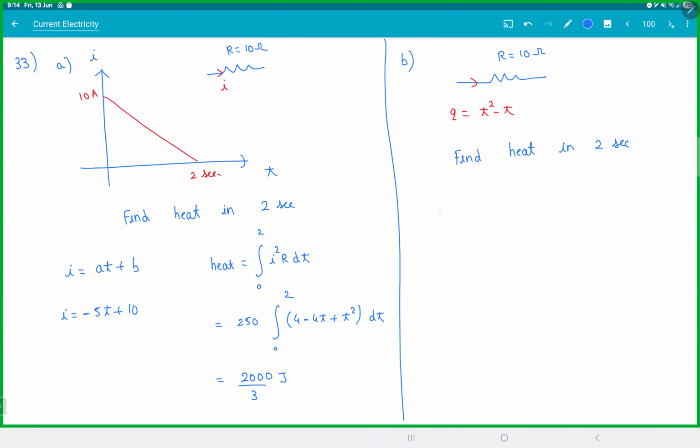Just an integration there, nothing. Same story here, I is dq by dt, which is 2t minus 1. So heat produced will be the integral of 2t minus 1 whole square into 10 into dt from 0 to 2. I will leave it to you. This much you can handle. Clear with the steps?